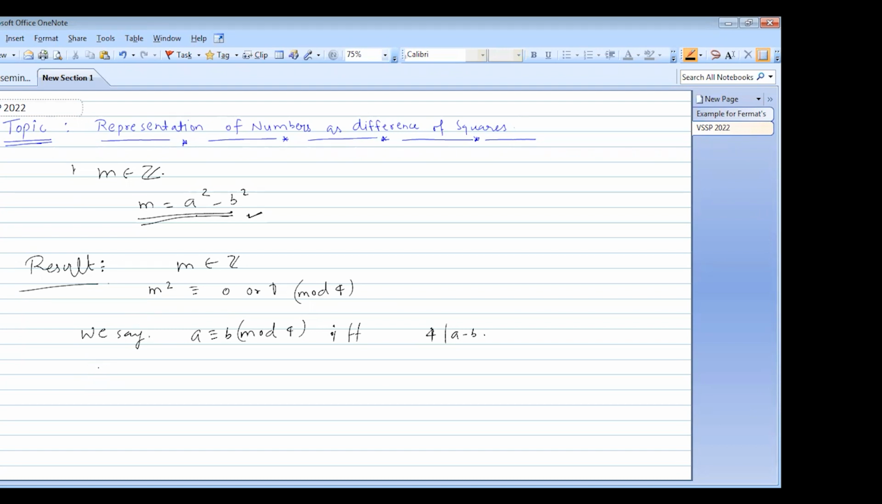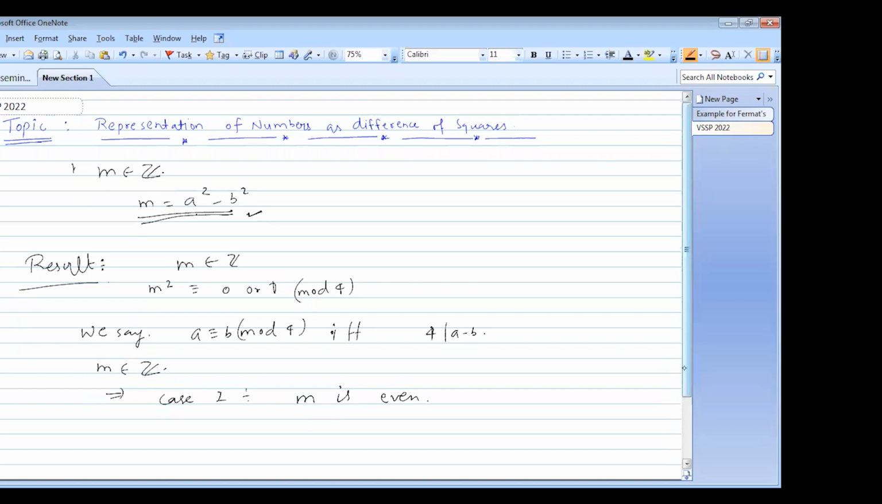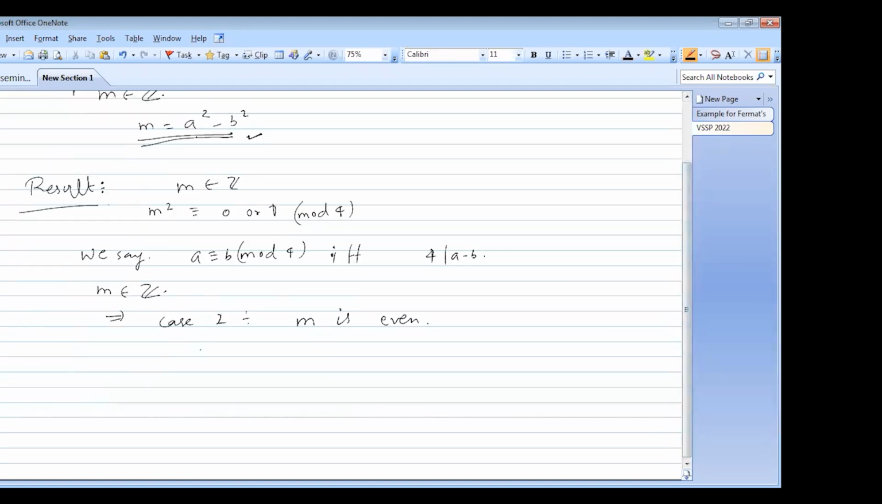Here we consider m an integer, so there are only two possibilities. Either it is an even number. In that case, there will exist a k in Z such that m equals 2k. So m square will be nothing but 4k square. This is again a multiple of 4. So I can say m square is congruent to 0 modulo 4.